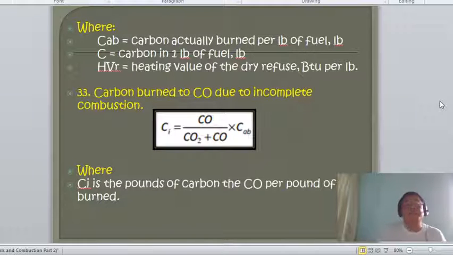Another is carbon burned to carbon monoxide due to incomplete combustion. So, we have here the carbon burned is equal to CO divided by CO2 plus CO, multiplied by carbon actually burned. So, it is imperative, class, that the formulas involved in combustion are very important.